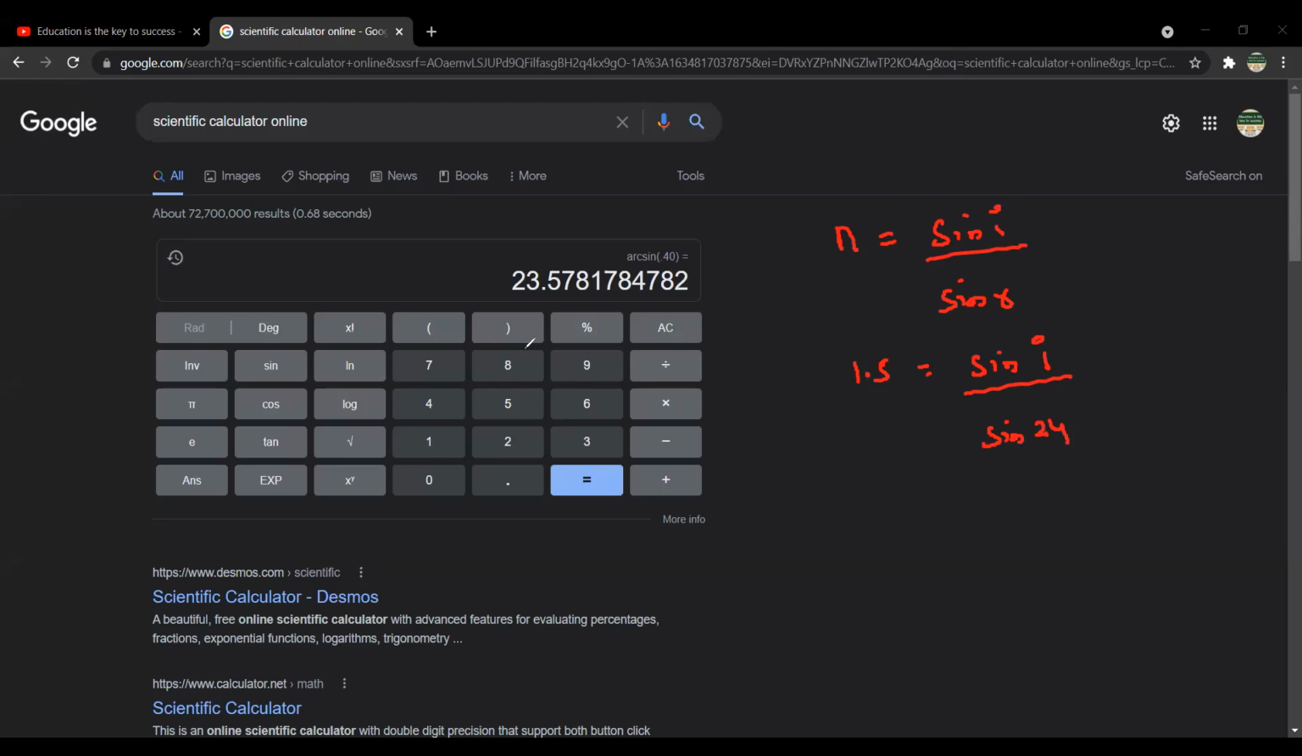So we'll work out sine 24. Sine 24 is 0.4. So 1.5 is equal to sine I divided by sine 24, that is 0.4. What is divided on one side will be multiplied on the other side. So it will be 1.5 multiplied by 0.4.